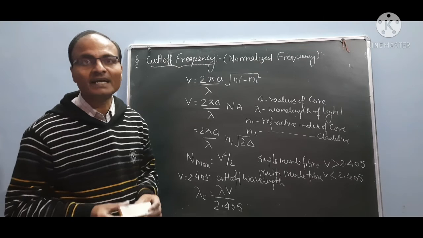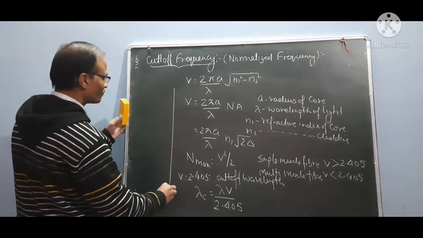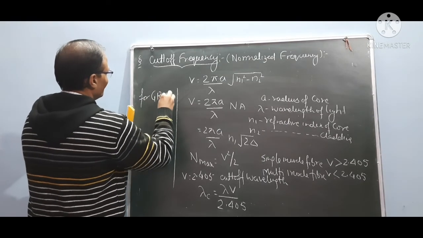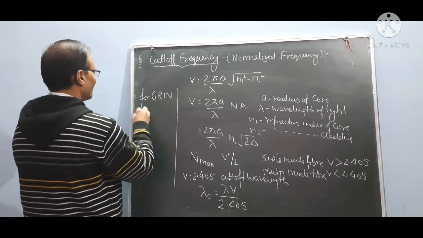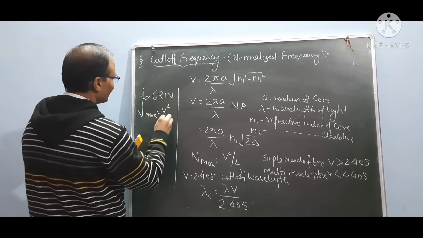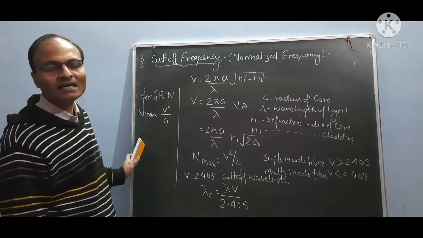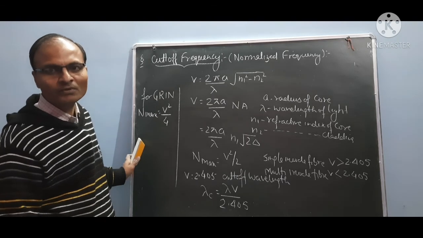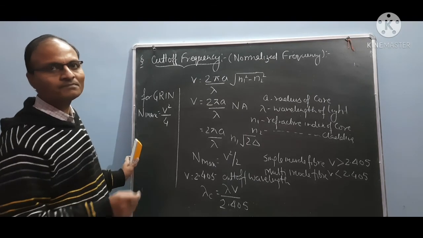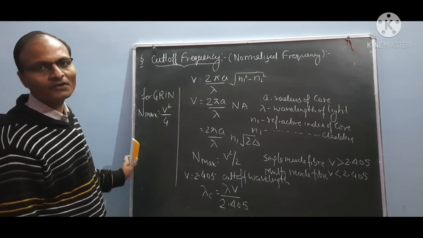Now the value for graded index fiber: N maximum equals V square by 4. So this is the formula for calculating the cutoff frequency. I hope you understand this mechanism and prepare the optical fiber cable. Thank you so much.